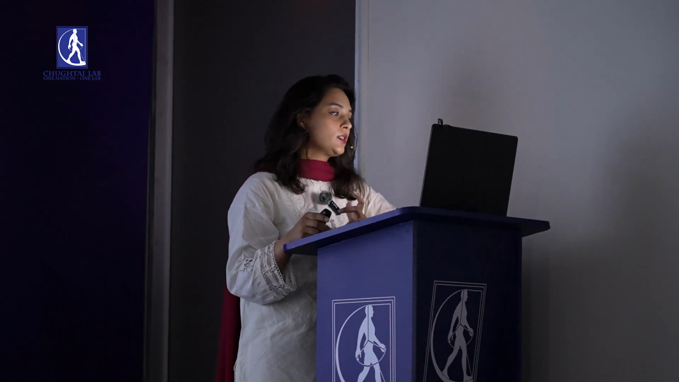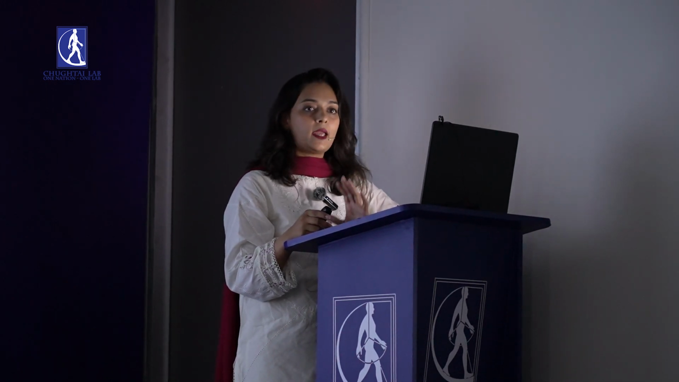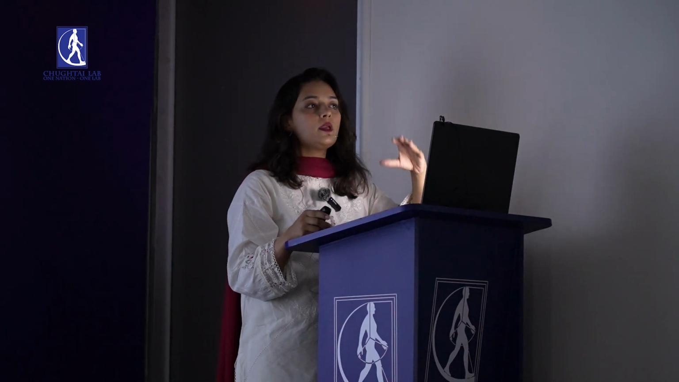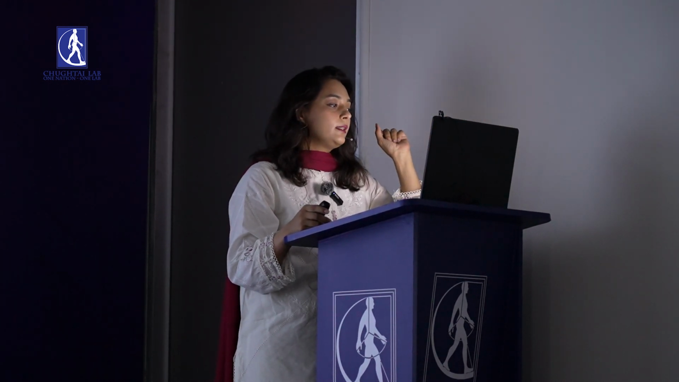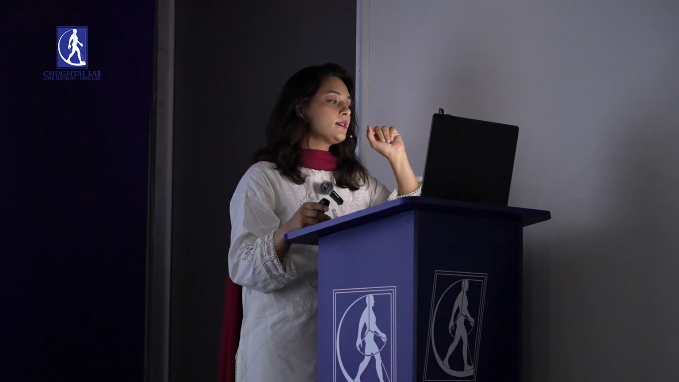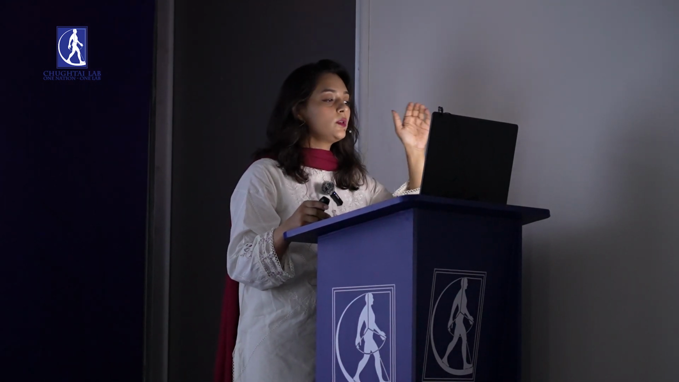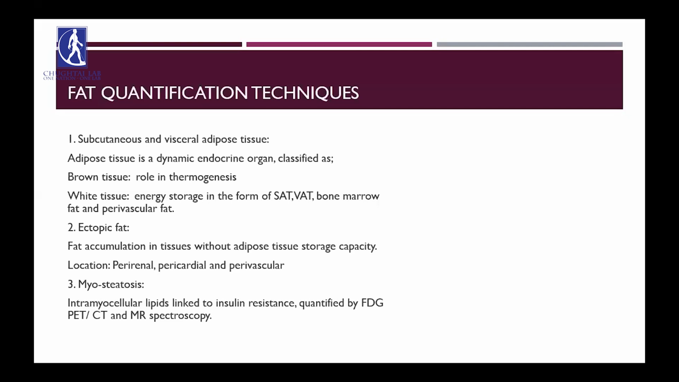Next, we have white tissue. White tissue has a primary role in energy storage in the form of subcutaneous and visceral adipose tissue, bone marrow, and perivascular fat. Ectopic fat is also the fat accumulation in tissues without adipose tissue storage capacity. Its location can be around the kidneys, heart, or vessels in perirenal, pericardial, or perivascular form. Third is myosteatosis. Myosteatosis is the intramyocellular lipids which is linked to insulin resistance, and it is quantified by FDG PET CT or MR spectroscopy.